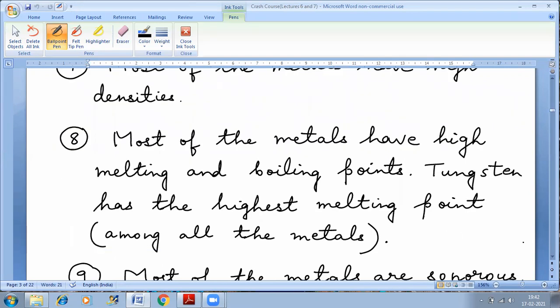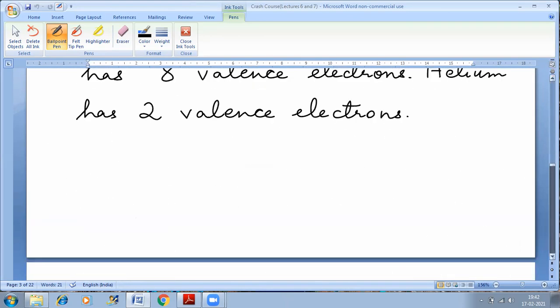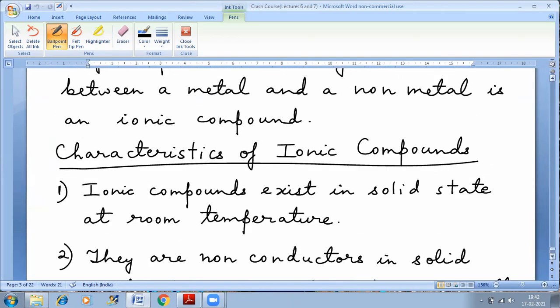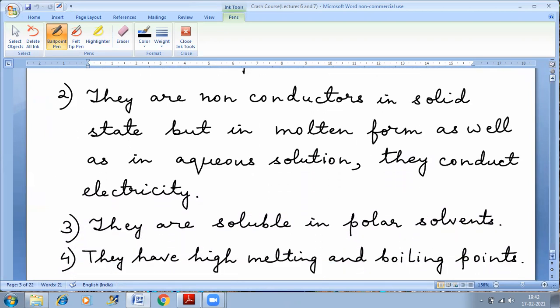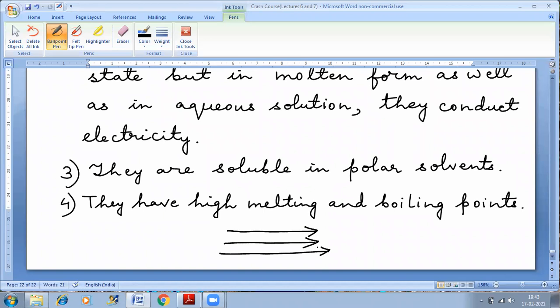Wait. Okay, now see, if I tell you about the position, these are called horizontal rows, right? So if I'm going from left to right, that means I'm moving along the horizontal row. So what are these called? So these are periods. Okay, that is one thing. Fine.